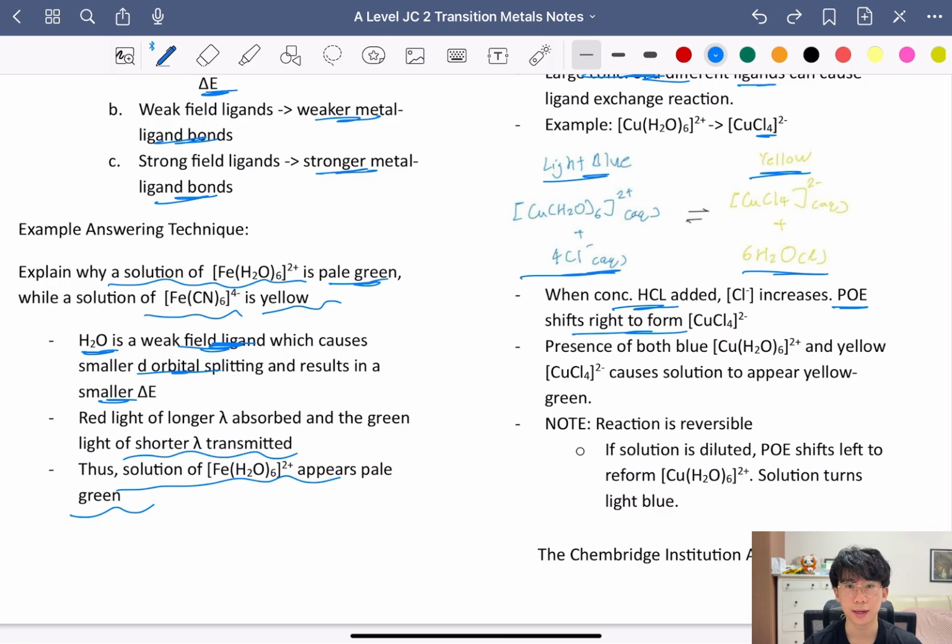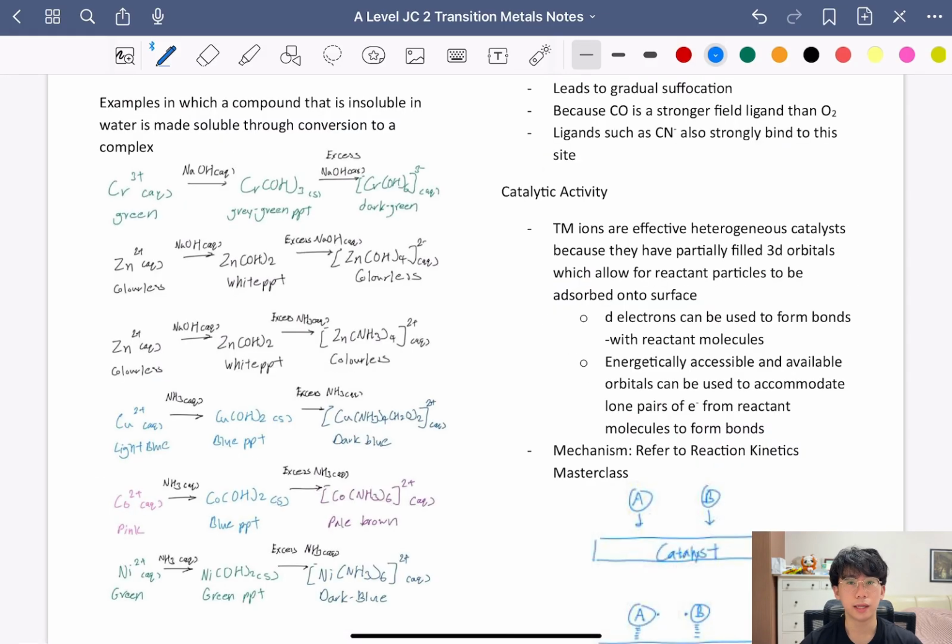Now, of course, if you dilute the solution, you also dilute the concentration of your Cl-, and therefore you can shift the position of equilibrium back to the left with the copper with H2O ligands. There are also examples of compounds that are insoluble in water and they are actually made soluble through the conversion into a complex.